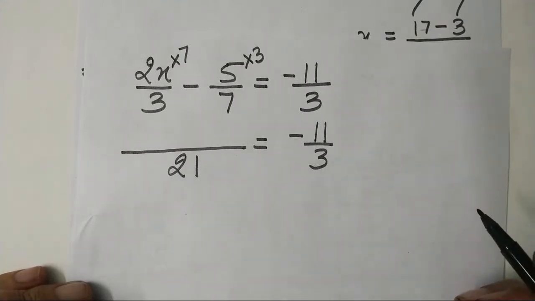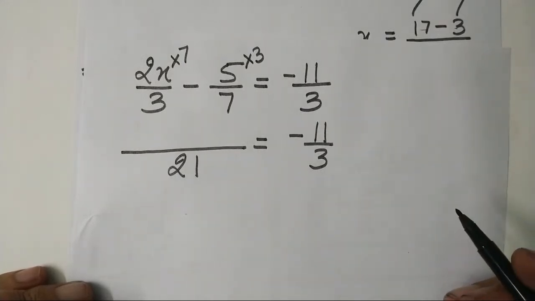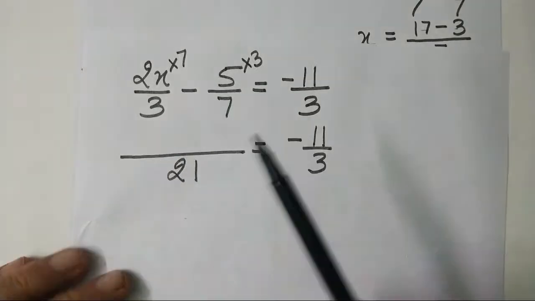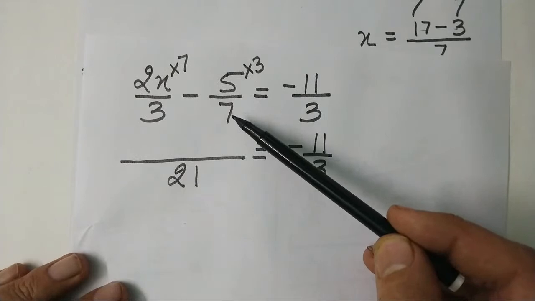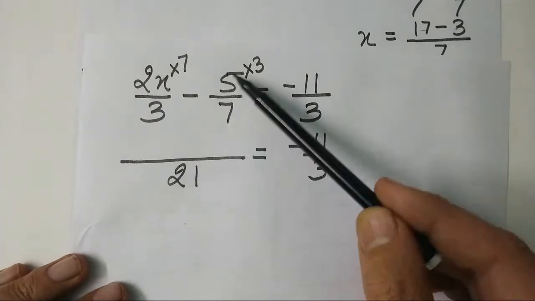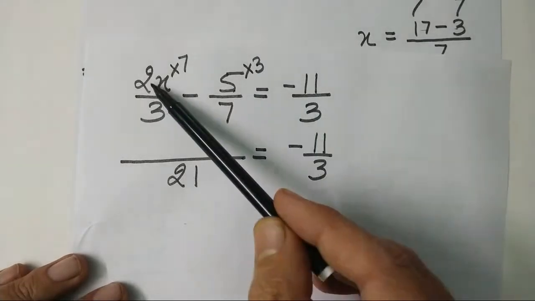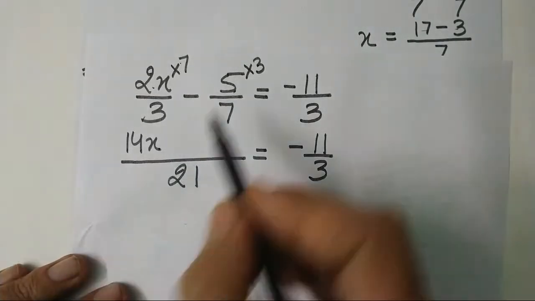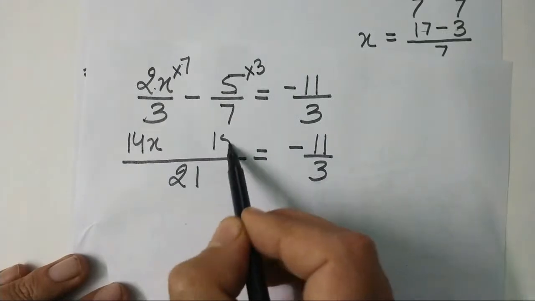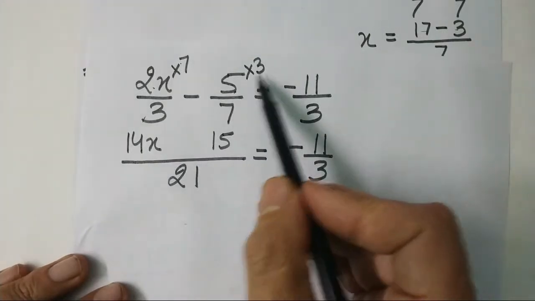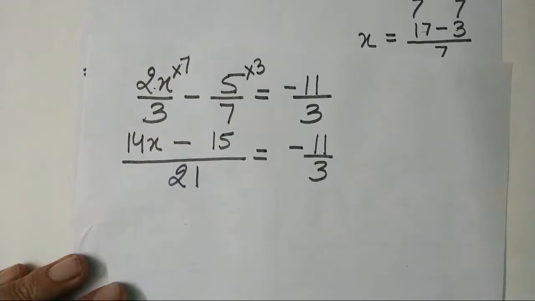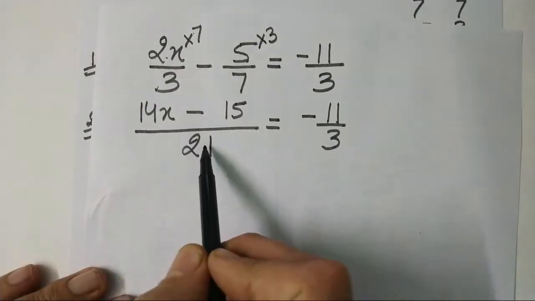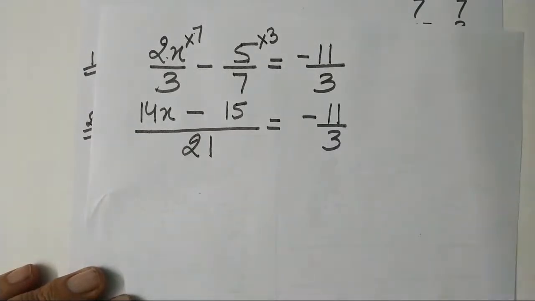So 2x upon 3, when you solve, 3 will become 7, 2x into 7. When you divide the LCM, 7 will divide 3 times, so 3 will multiply the numerator. 2x into 7 will become 14x. 5 into 3, 15. This answer we have to write with the sign. Now the question becomes 14x minus 15 upon 21 equals minus 11 upon 3.